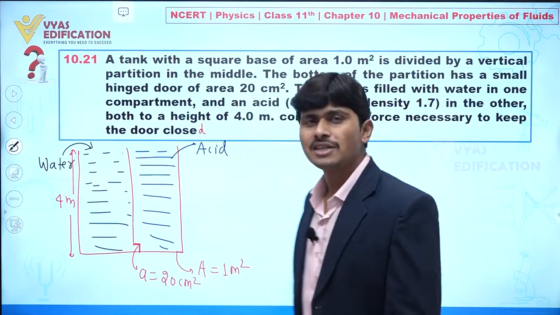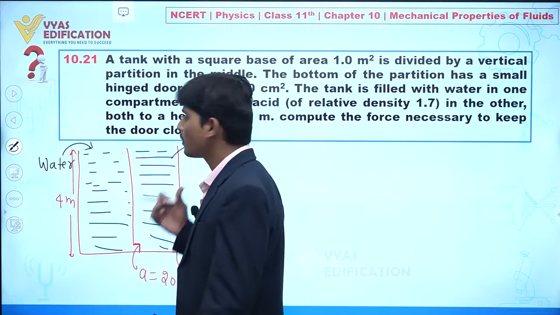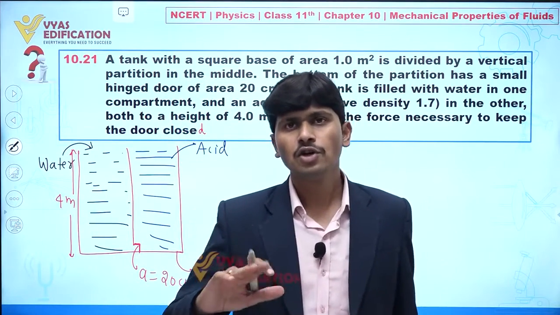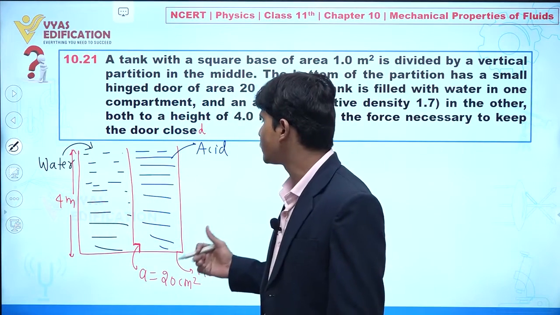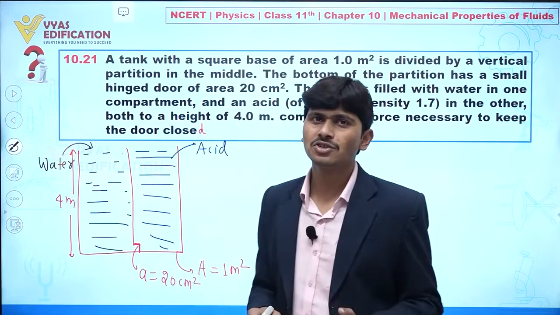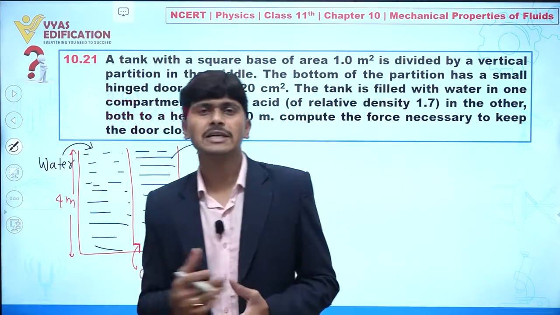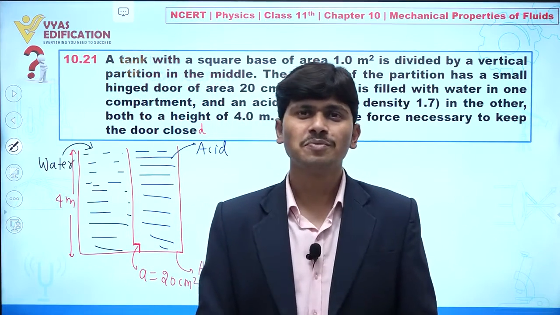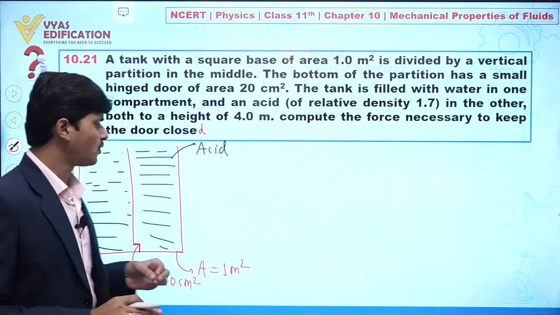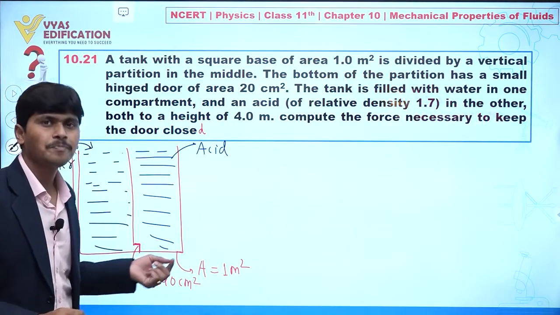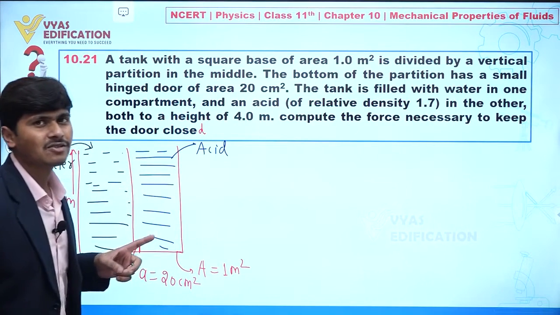Now let us try to understand this question. You can see here we have a container. In this container we have a partition, on one side we have water, on the other side we have acid, and at the bottom we have a hinged door. If we want to keep this hinged door closed, the net force acting on it should be 0. So first we calculate the force exerted by the water side and the force exerted by the acid side. For that we first calculate pressure.